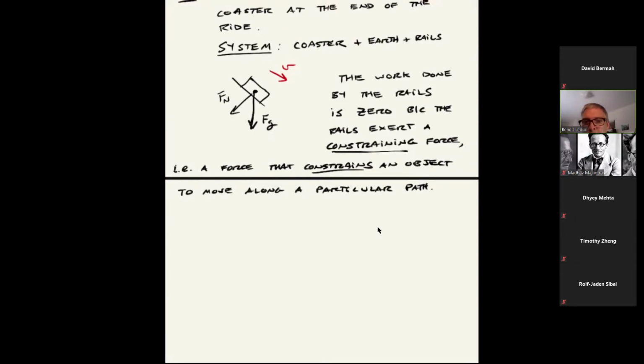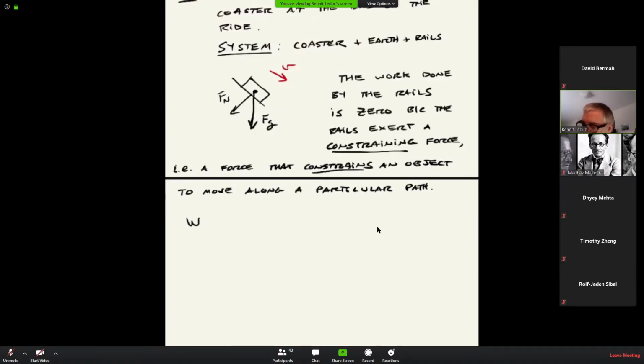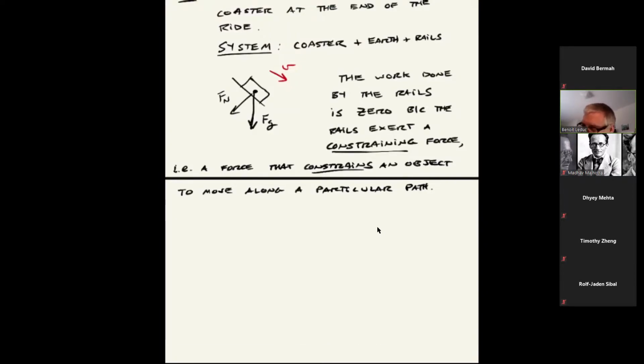All right. So a constraining force is the normal force in this case here, and it constrains the coaster to move along a path, along the rails. And work done by a constraining force is always 0. In most cases, it's not exactly true, but in most cases, okay. So constraining forces, all right, I'll put this here in brackets, never do work.